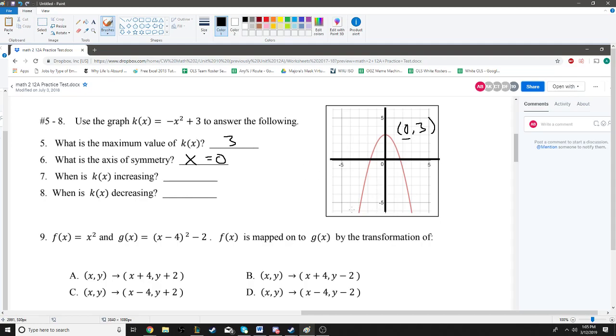It's increasing on the left side of the vertex. So this is where x is less than 0. And then it's decreasing on the right side of the vertex when x is greater than 0.